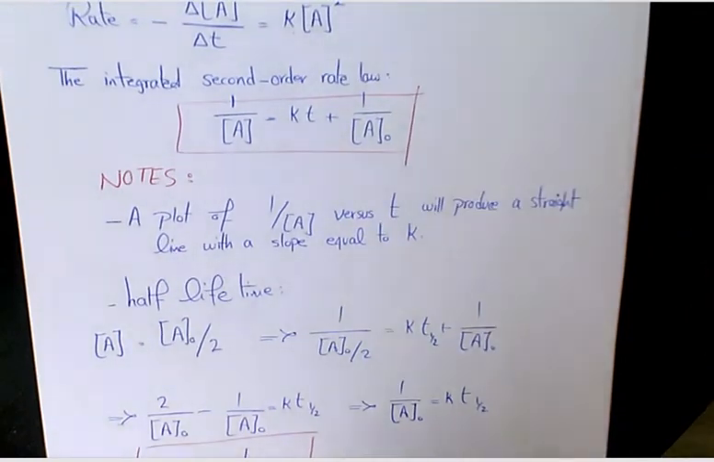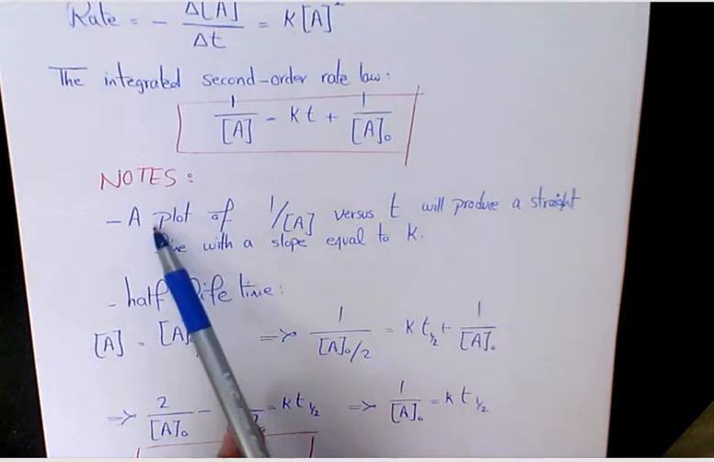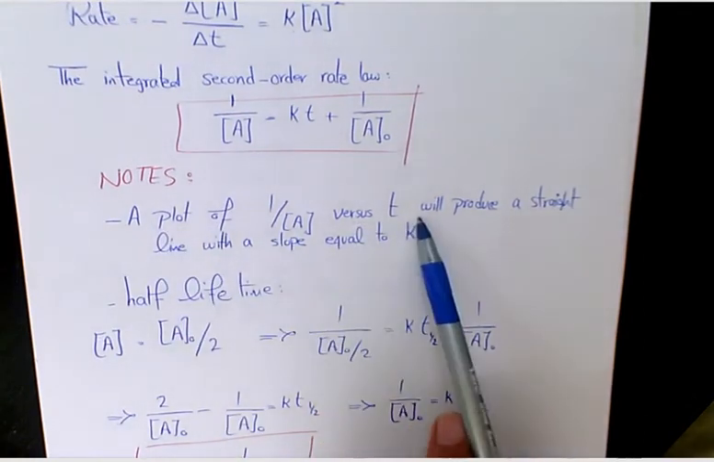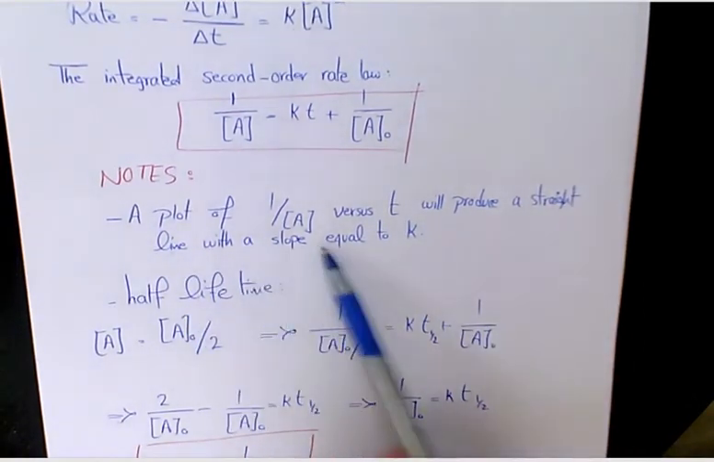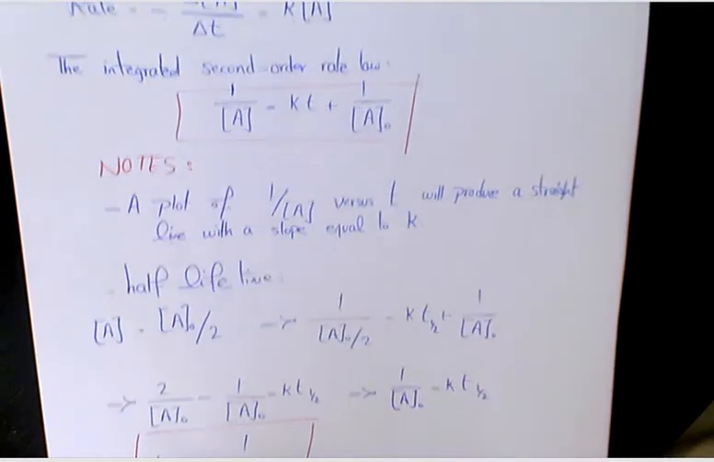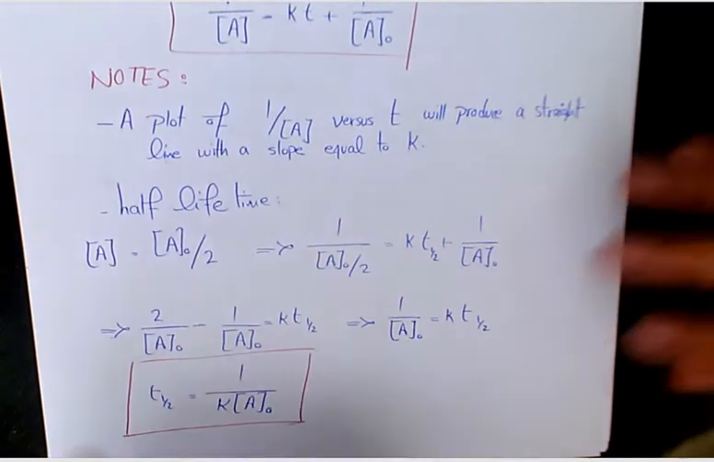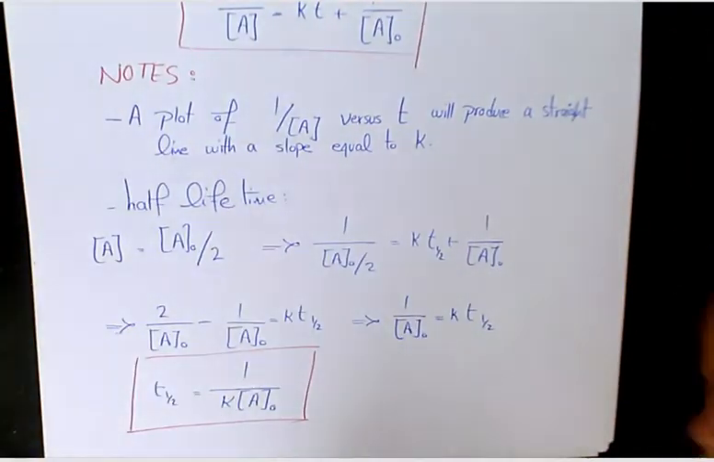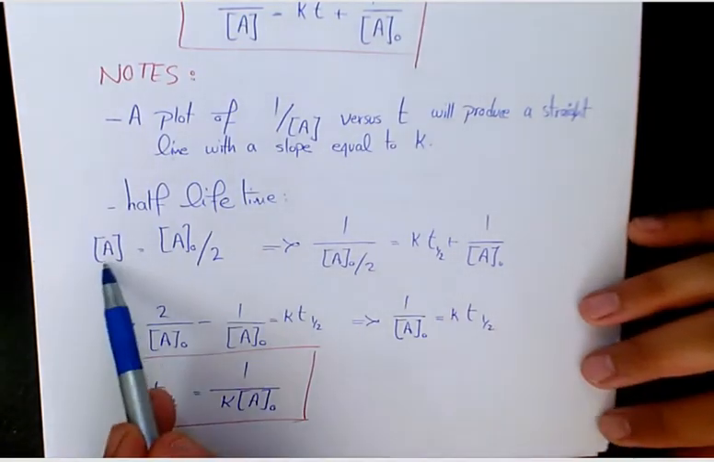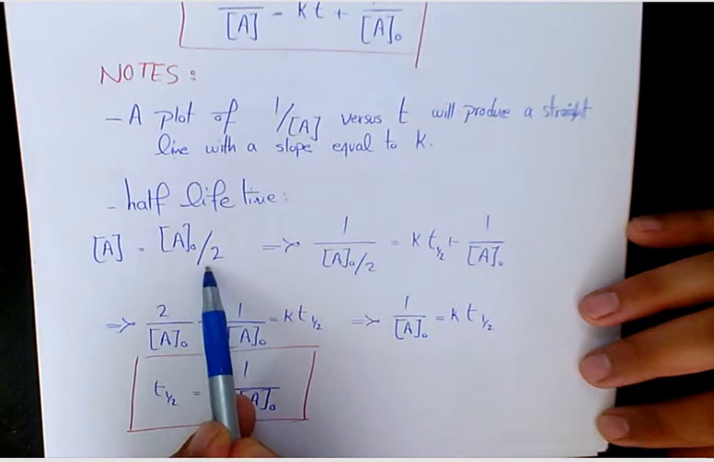Now we need to have two notes in here. One of them, a plot of 1 over A versus time will produce a straight line with slope equal to k. We just saw it. And the second one is going to be half-life time. Half-life time is the time that concentration is reduced to half of the original concentration. So A equals half of the original concentration.